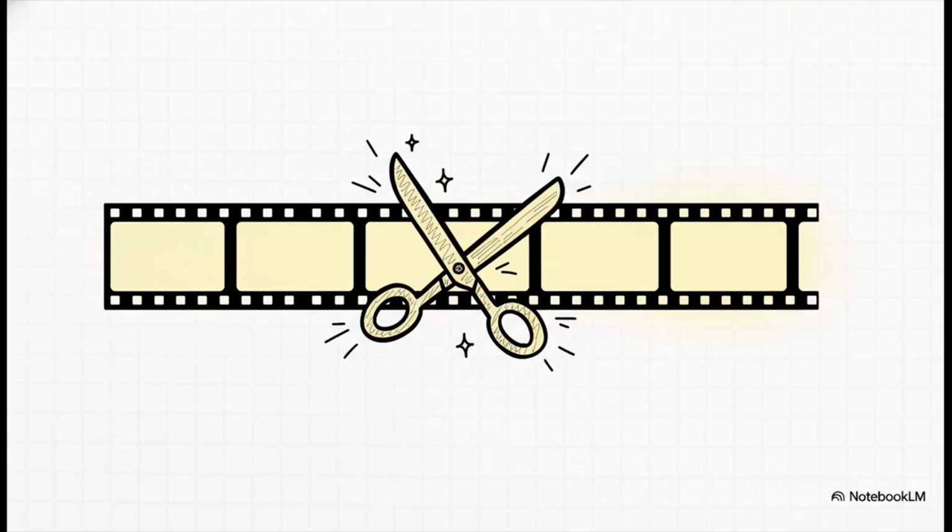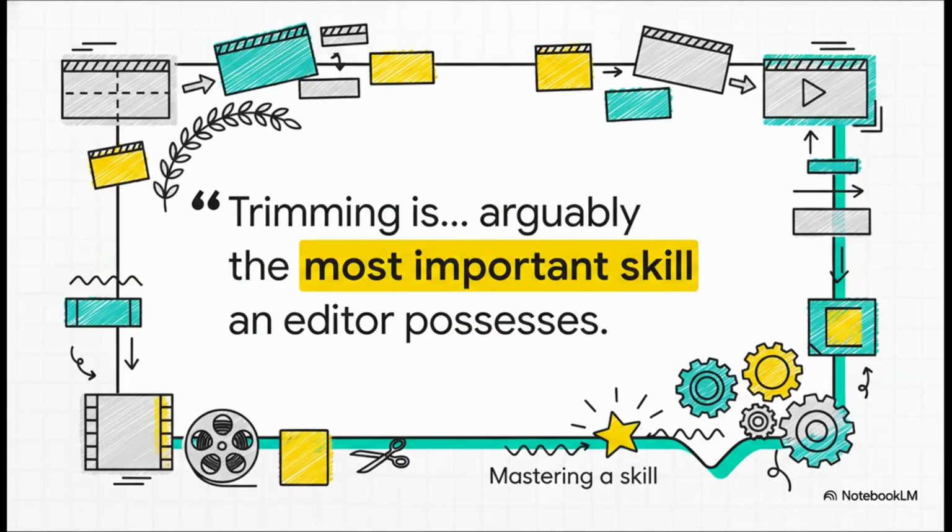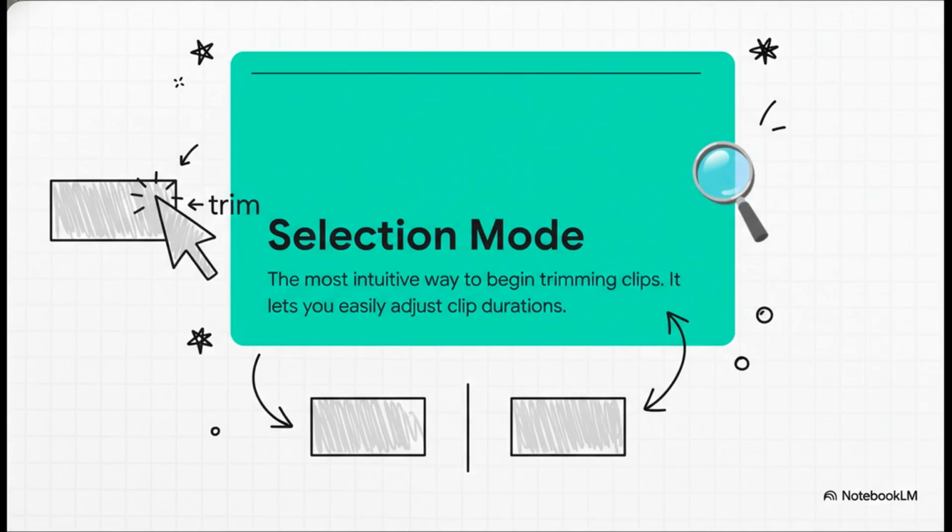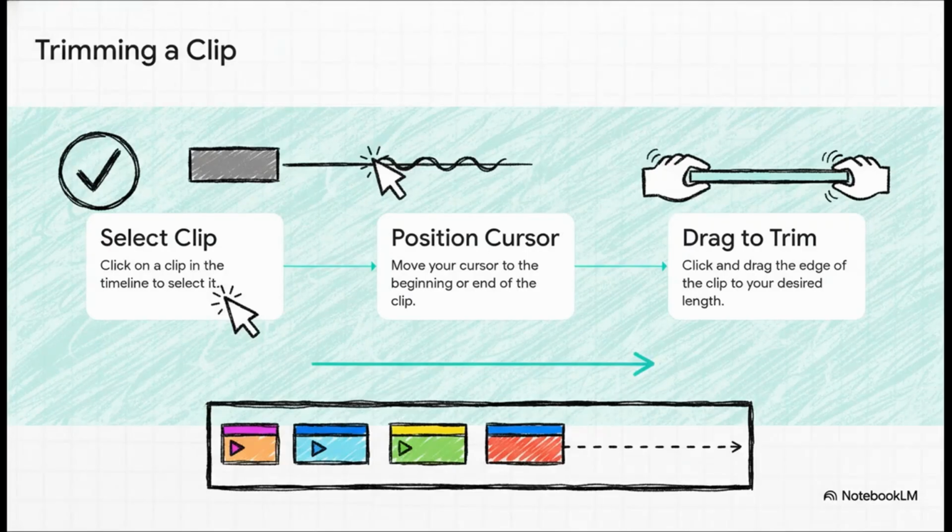Now for the fun part, trimming your clips and telling your story. And they're not kidding. Getting good at this is the key to making your edits feel right. We're just going to use selection mode. It's the easiest, most direct way to start trimming stuff down. Seriously, it's this easy. Just click the edge of a clip and drag.